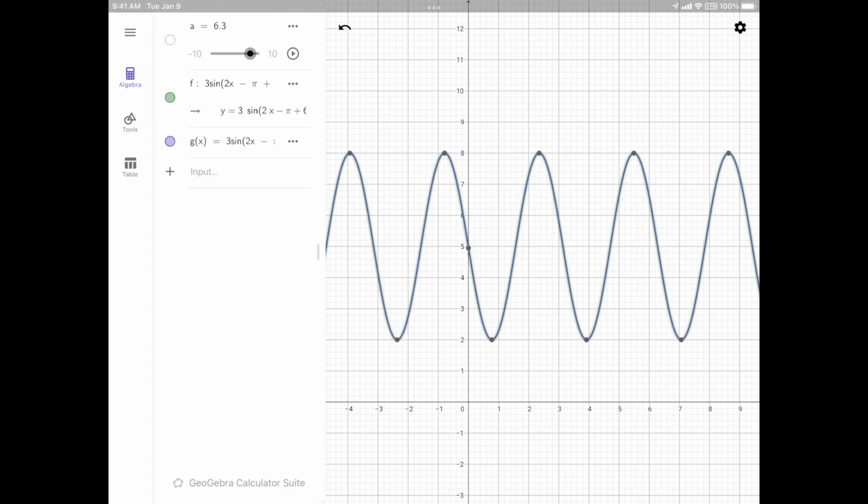So be careful when you're entering phase shifts. That may cause you to not understand why the answer is incorrect, even though the graphs look the same.